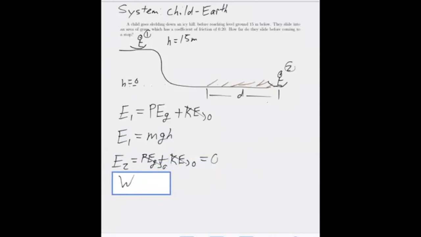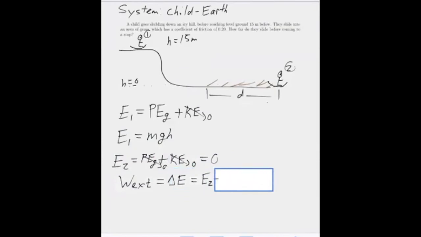So we do our next step, which is to say the external work is going to be equal to the change in total energy, which is equal to E2 minus E1. Well, our external work here is going to be the work done by friction. So I'll go ahead and write: work done by friction is equal to E2, which is 0, minus E1, which is mgh.